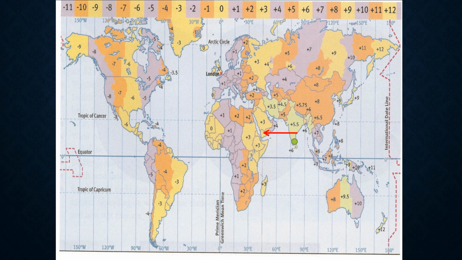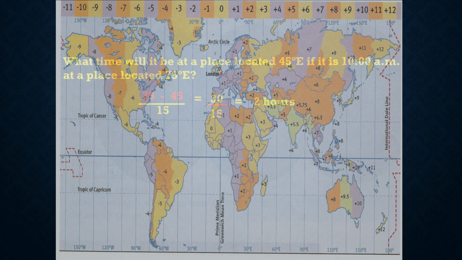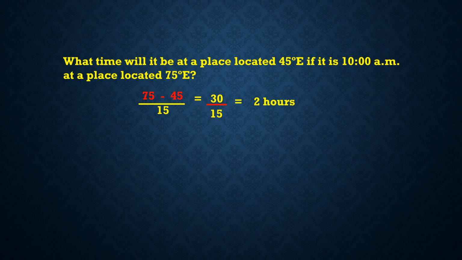So what do we do if we're losing time? If we're losing time, it is prudent for us to subtract our 2 hours from the time that we already have. So this means that 45 degrees east is located west of 75 degrees east. There's our place at 45 degrees east. Let's get back to the drawing board.